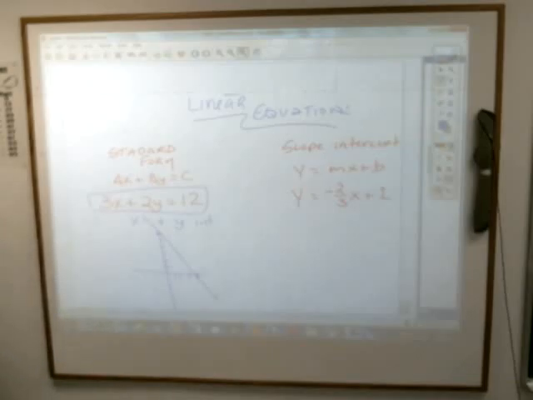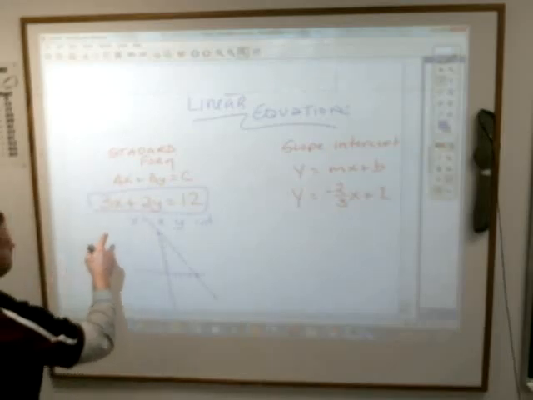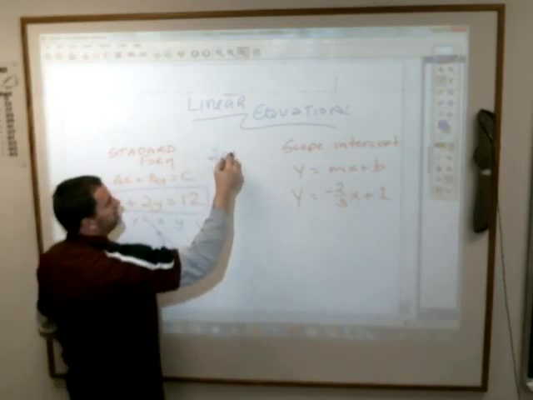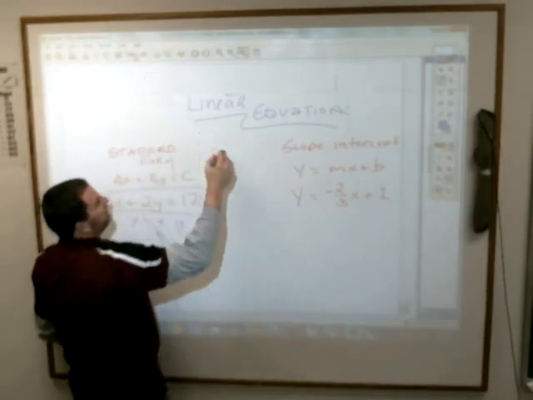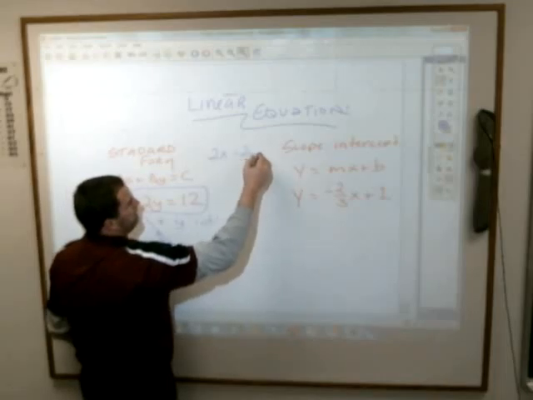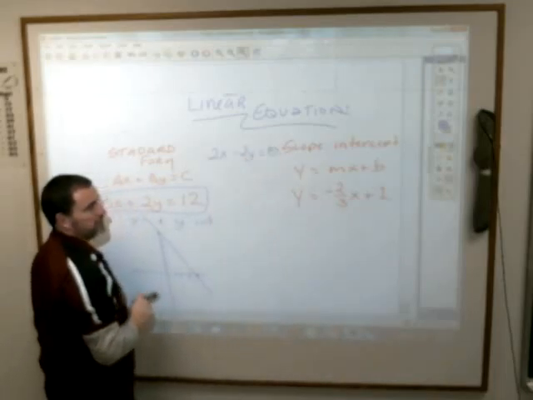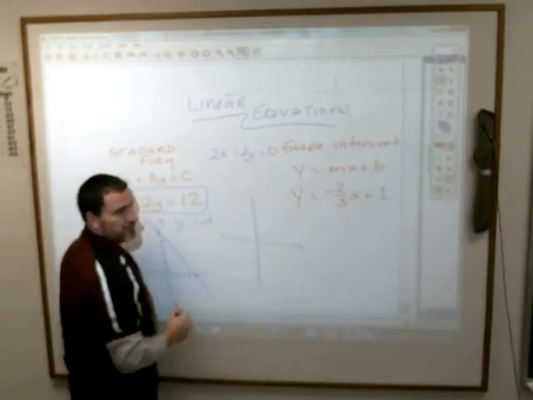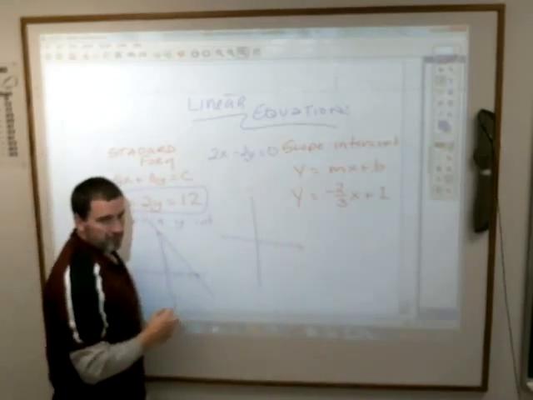Piece of cake. Done it 1,000 times before. The only time this gives us an issue, Jeremy, is what? When you have something that looks like this: 2x minus 2y equals 0. What's the problem with that? What is your x-intercept? Zero. And what's your y-intercept? Zero.